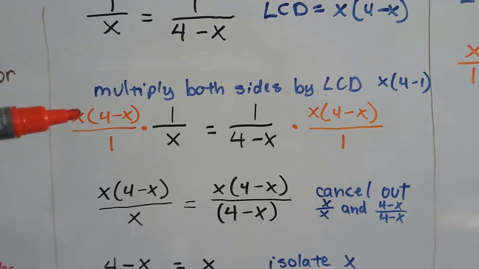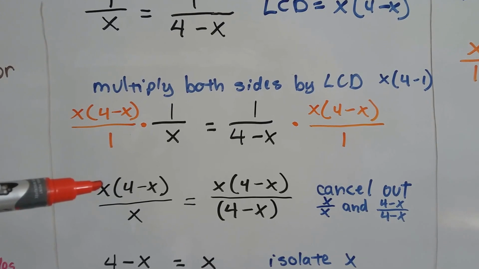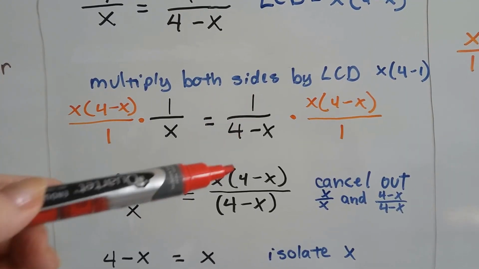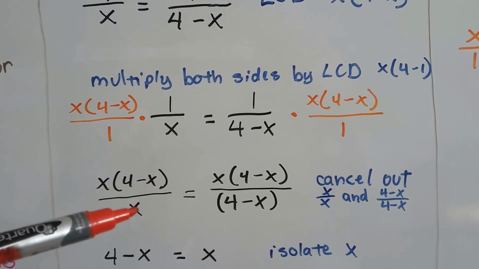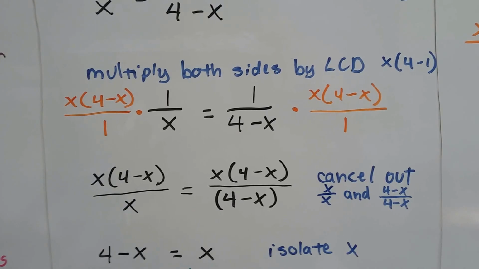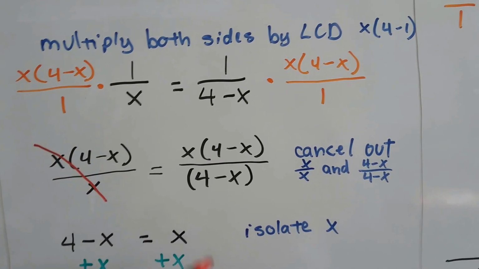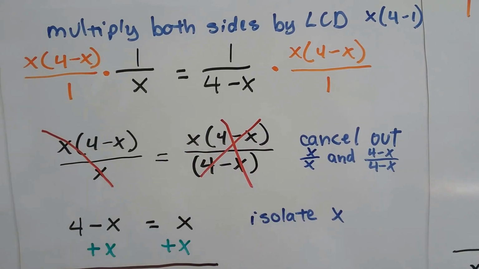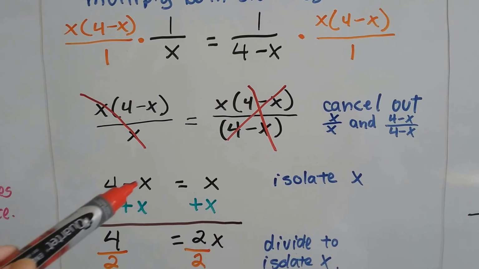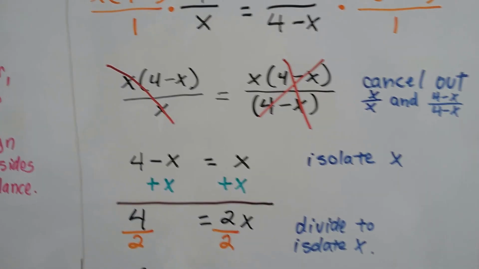So x times 4 minus x times 1 gives us the x 4 minus x, doesn't it? And same thing on this side. It gives us that because it's times 1. And 1 times x is x, and 4 minus x times 1 is 4 minus x. Now we can cancel out this x over x, and we can cancel out these two 4 minus x. And what we're left with is 4 minus x equals x. See? Now we can just isolate that x.